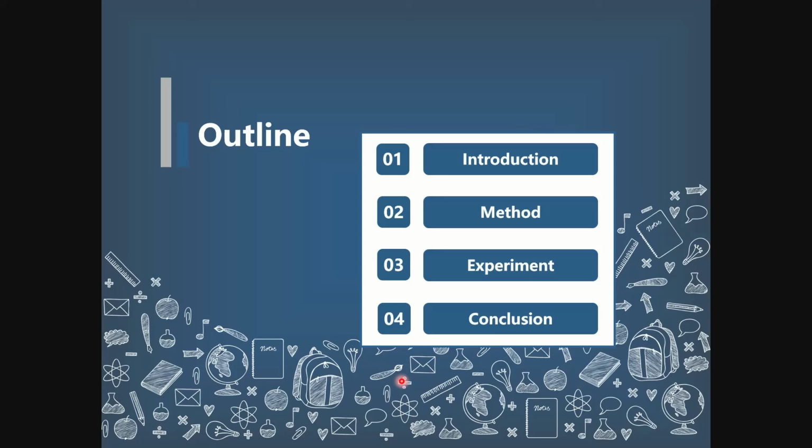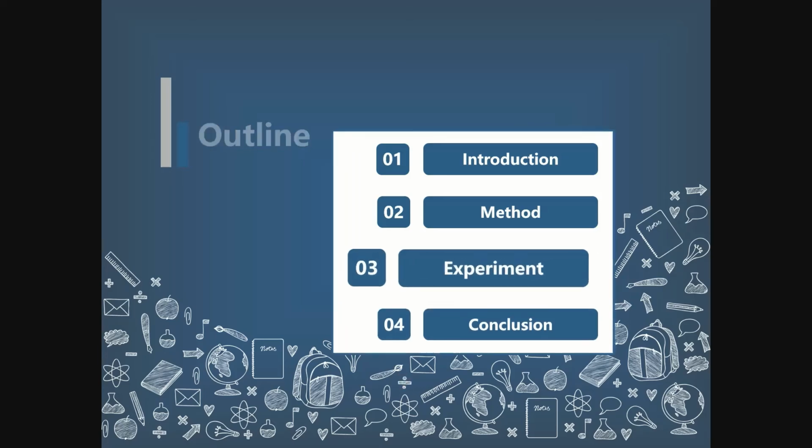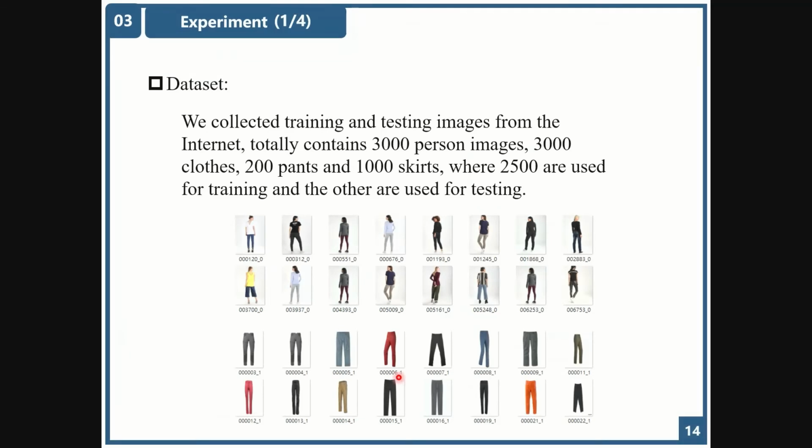And going to the experiment section. First is the dataset. We collected training and testing images from the internet, and in total it contains 3,000 person images and 3,000 clothes, 200 pants and 1,000 skirts, where 2,500 are used for training and the others are used for testing, and show like this.